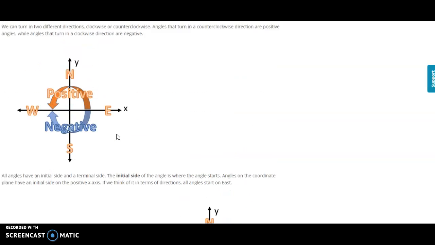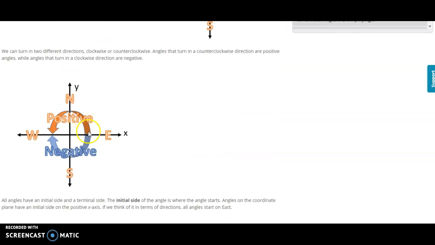If we open up in a positive direction, that means the counterclockwise direction, or the same direction that the quadrants turn in, we would have a positive angle. If we start on our initial side, meaning the positive x-axis, and we open in a clockwise direction like this, that would be a negative angle.